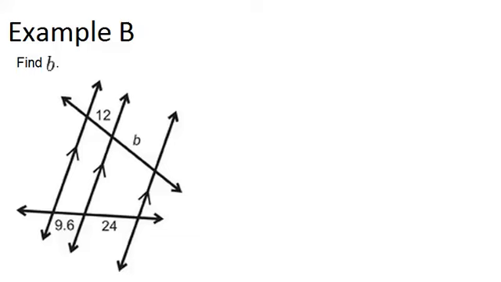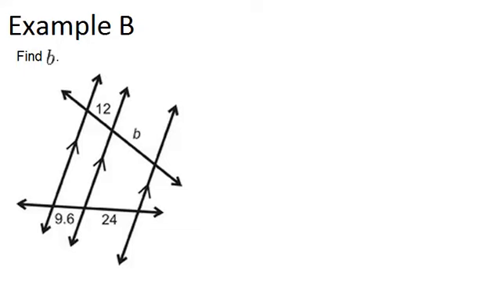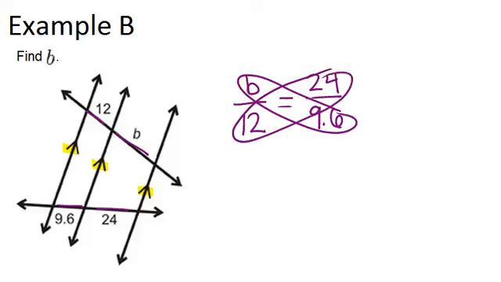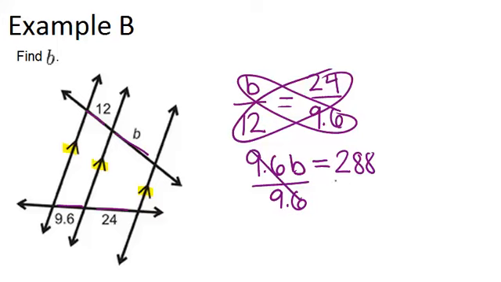All right, example B is next, and in this case, we're going to find B. So this is the same thing. We have three lines that are marked as being parallel. They're intersected by two transversals. So the four segments here that are created are going to be all proportional to each other. So specifically, B over 12 will be the same ratio as 24 over 9.6. So again, we can solve this by cross-multiplying, and you get 9.6b equals 288, and when you divide by 9.6, you get that b equals 30.